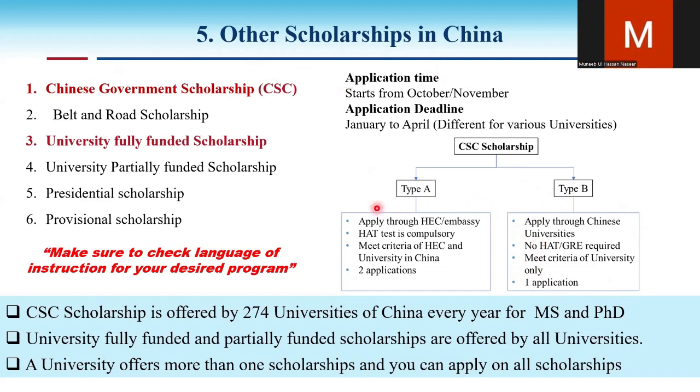Application time for these kind of scholarships starts from October to November, and the application deadline varies from January to April, which is different for different universities. For ANSO scholarship, the deadline for application this year, 2026 intake, is 31st January 2026. So you are left with only 3 to 4 weeks, or yeah, 3 weeks. So if you have acceptance, then prepare your documents and submit your application as soon as possible.